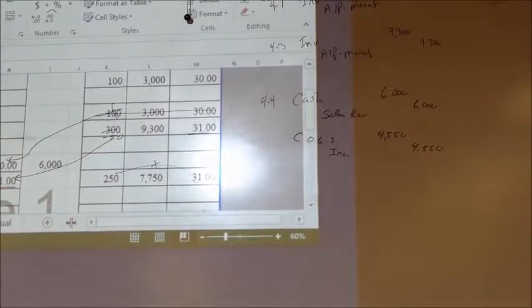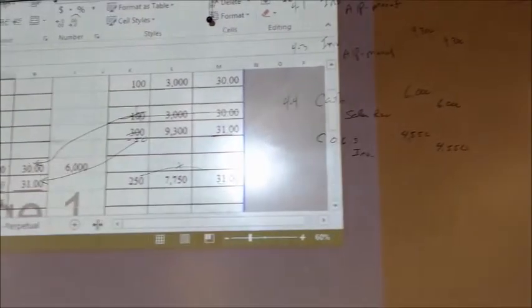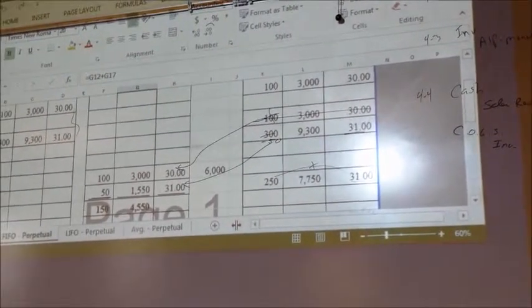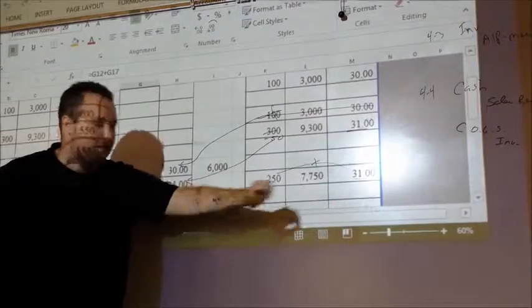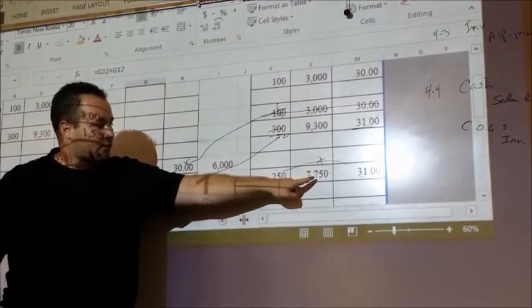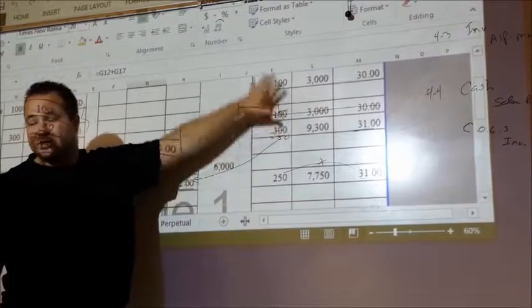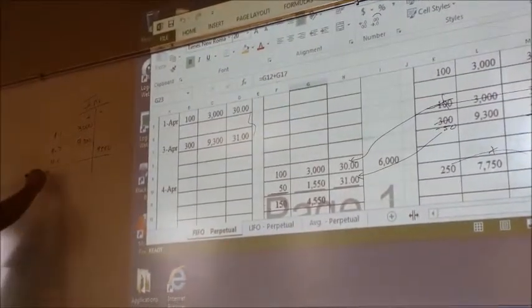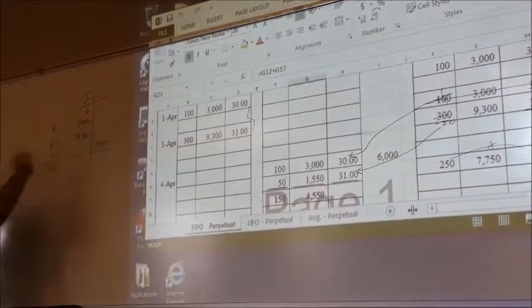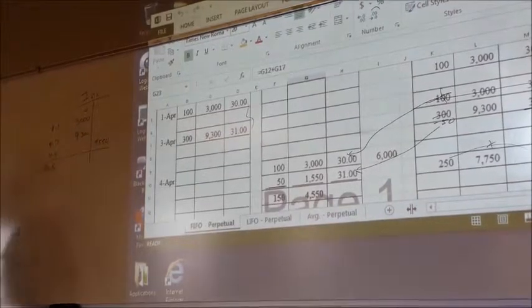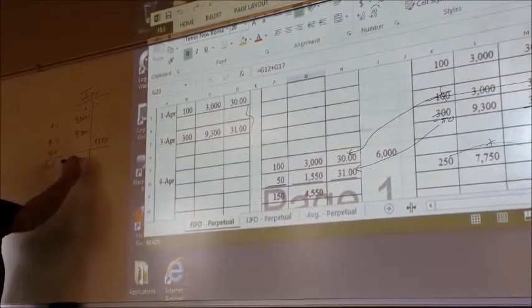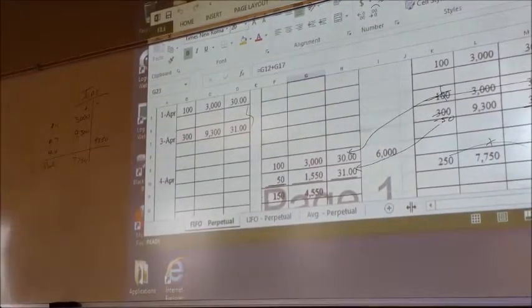That 7,750, that better be what my T account shows as my updated total. Especially when we talk about this on Thursday with the take-home project, because you're going to do this as part of your take-home project, this number better equal what your balance is for the inventory. If I take 12.3 minus 4450, I do get 7,750. Those two better equal.